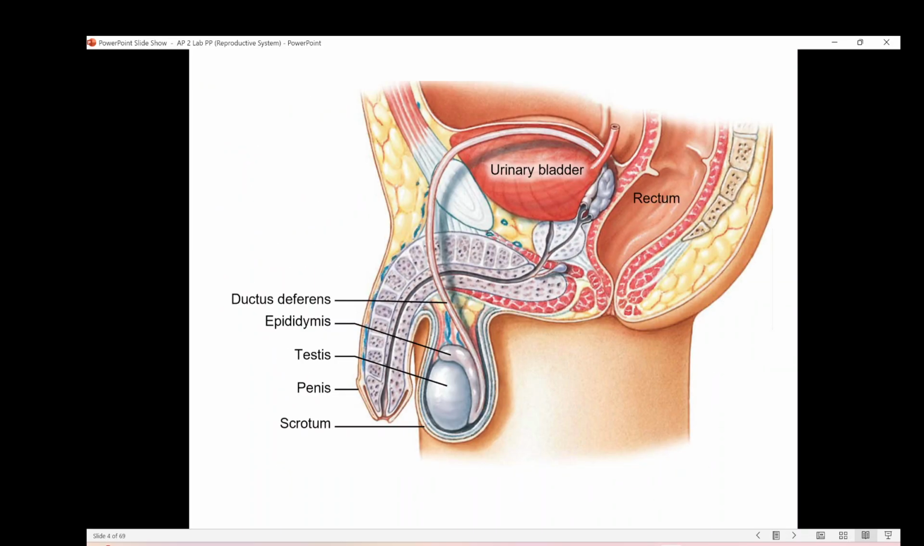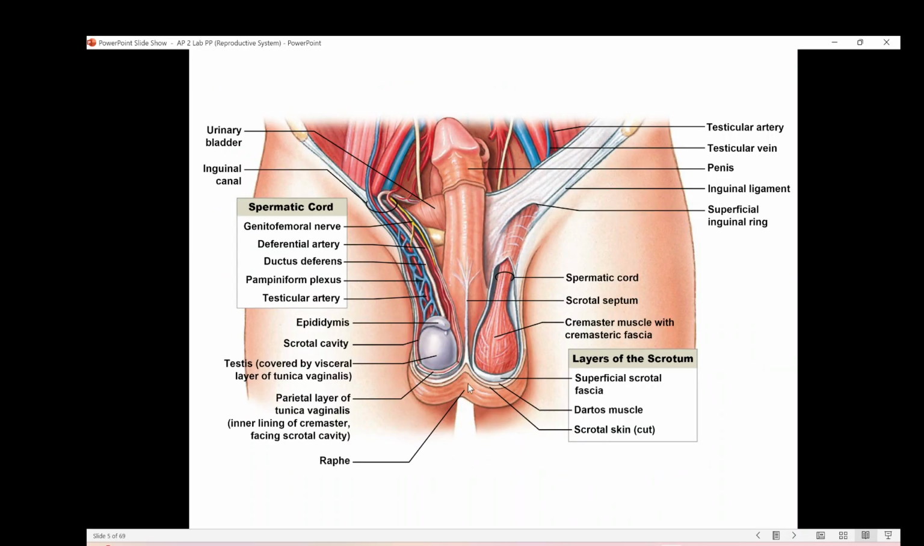Let me show you real quick here on anterior view. So you can see right here, this is the connective tissue wall. It's like a septum. The word septum means wall. And then out here, you can actually see it on the skin. It looks like a seam to me.